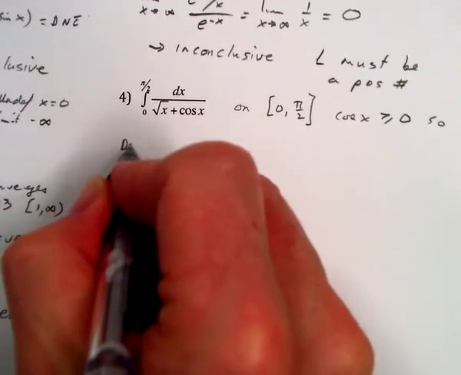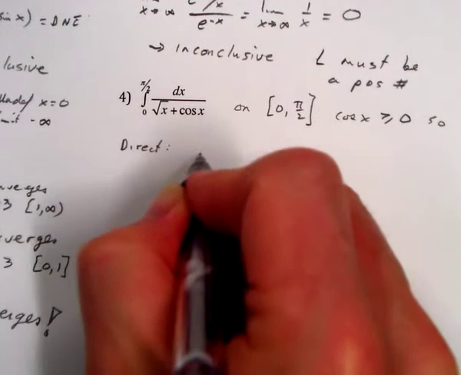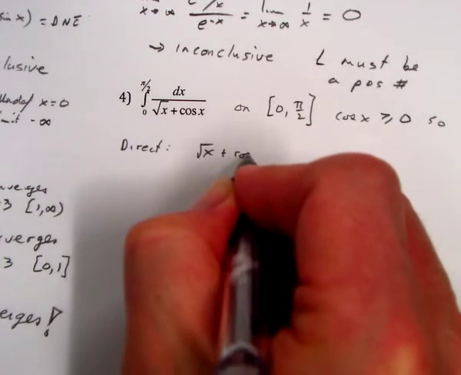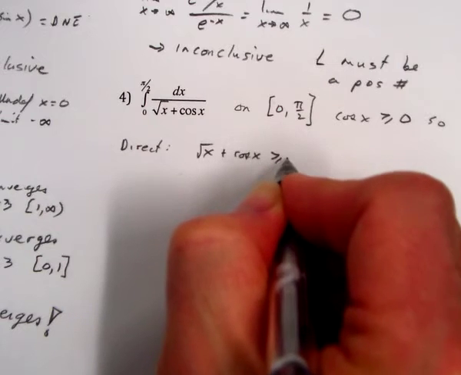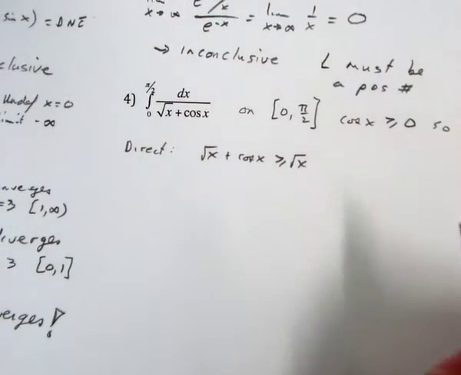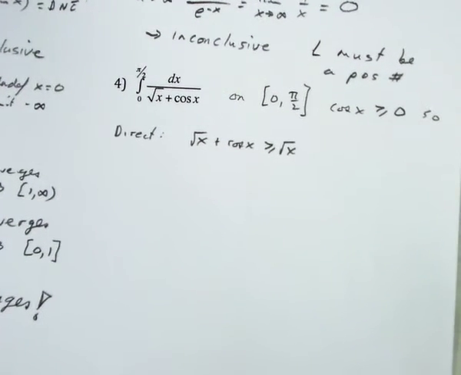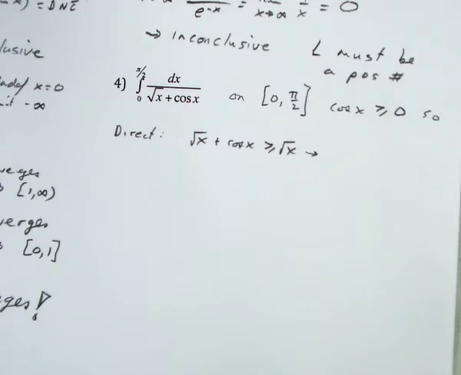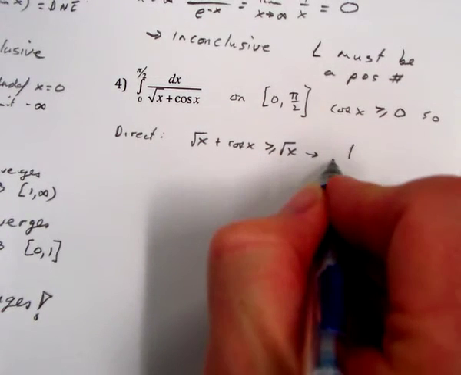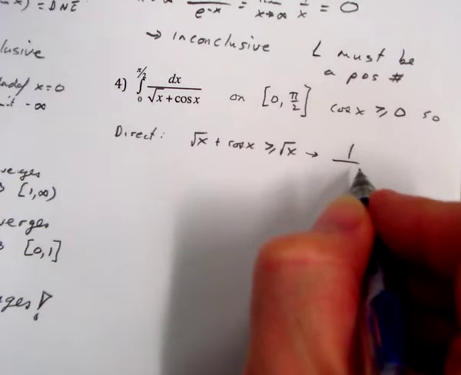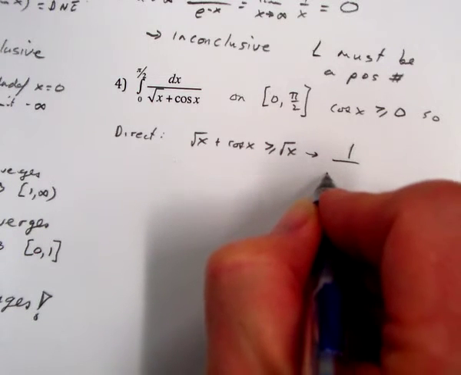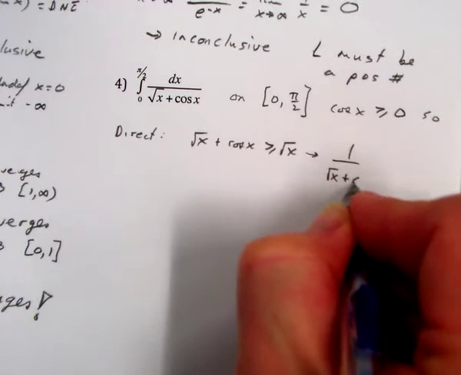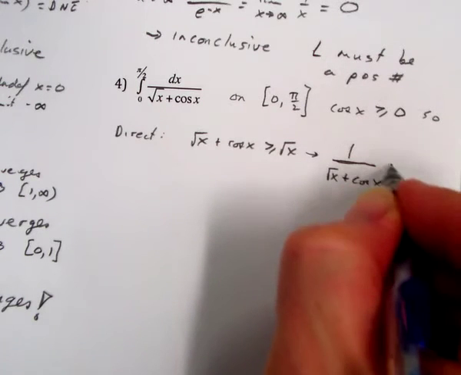So by the direct comparison test, we can say the square root of x plus the cosine of x is greater than or equal to just the square root of x. We're trying to look for a simple function to compare it to. Remember, if one number is bigger than another, for example, 3 is greater than 2, then if we find the reciprocals of those, 1/2 is greater than 1/3.